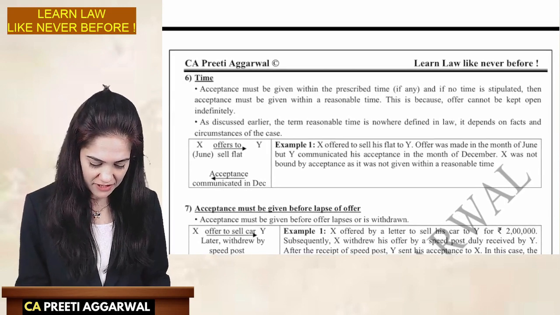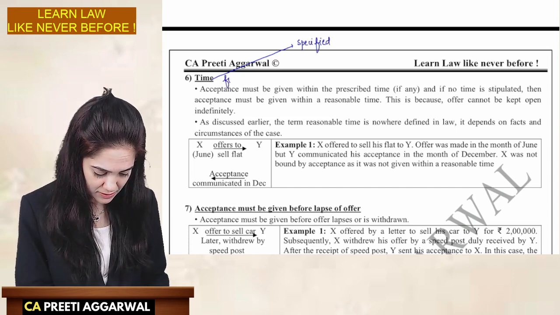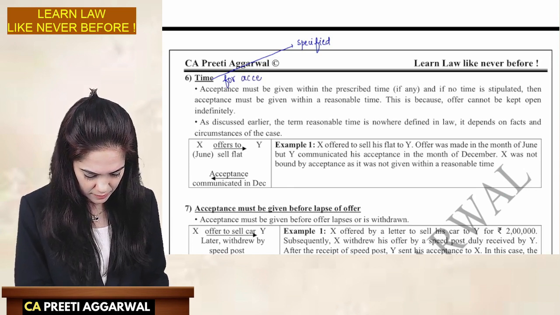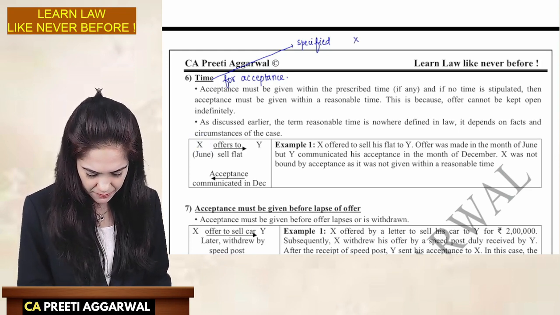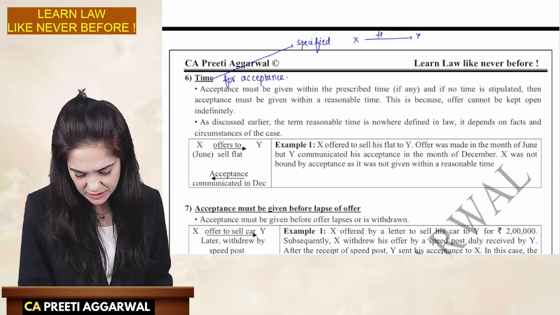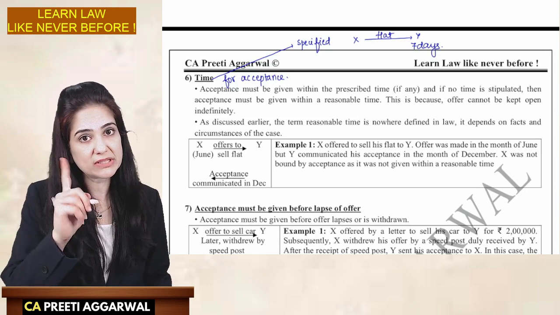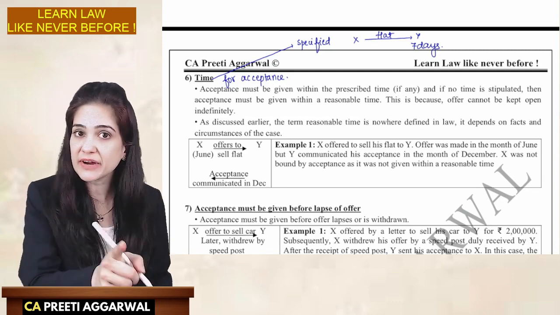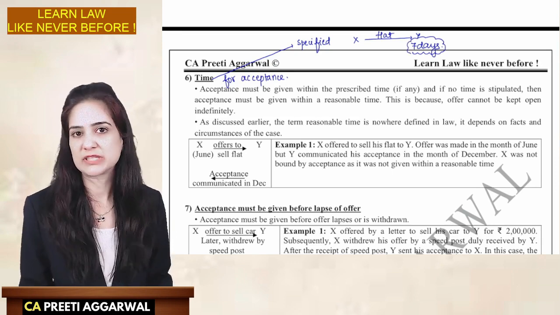Time. What if time is specified? Time for what, ma'am? Time for acceptance. Now X offers to sell his flat to Y. And he says, please reply within 7 days. Time for acceptance is specified. Then the acceptance must be within that specified time.